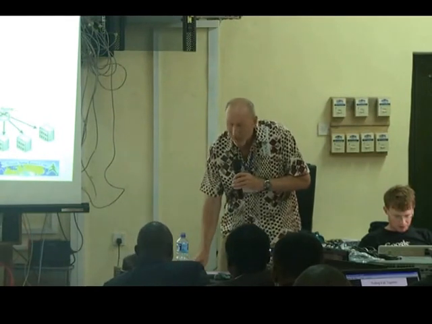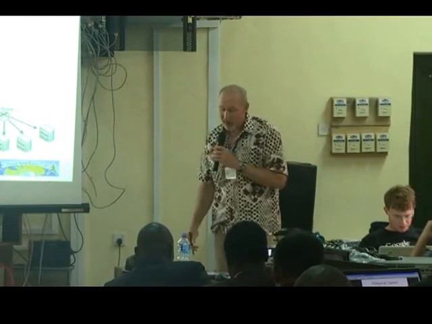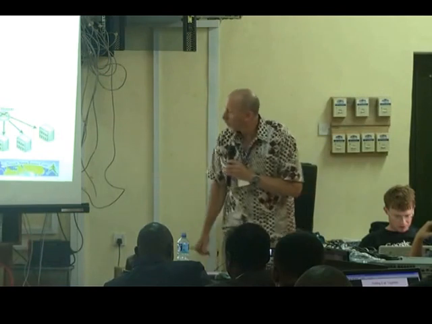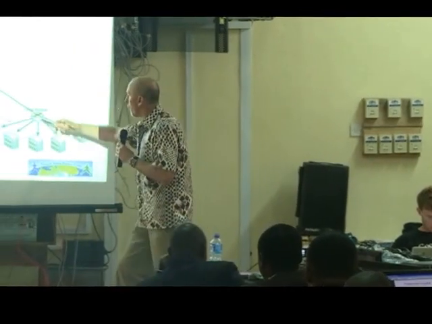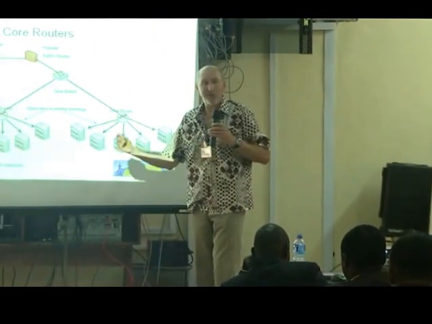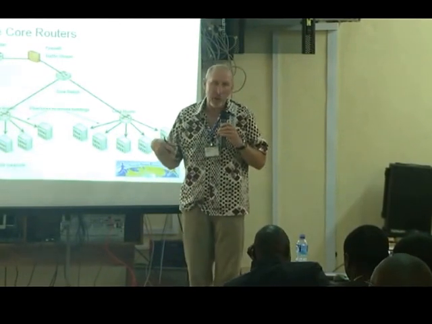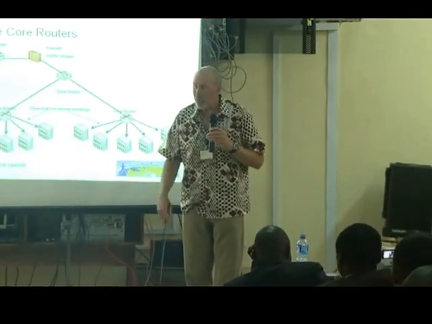Here's a more complex core design. This is where we have 2 core routers. The core router here, the core router there. Maybe it's a large campus like this. I don't really want to run fiber from this building to every other building.